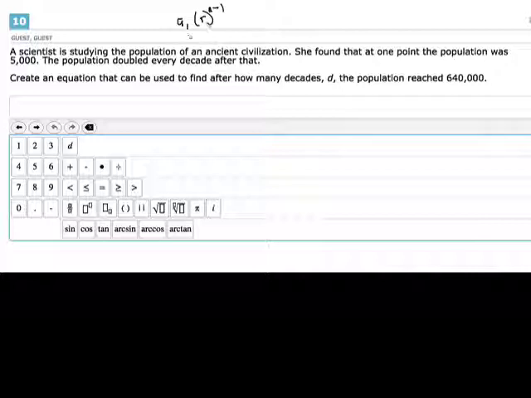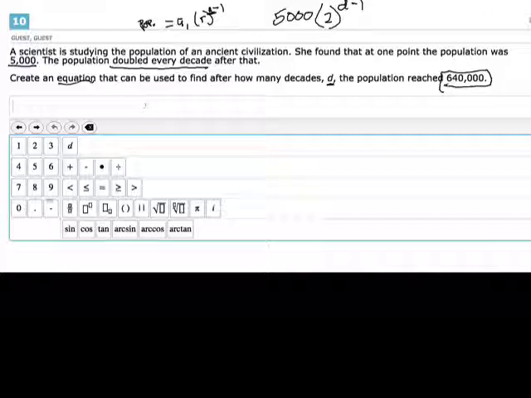Now, this is what our answer is going to look like. Something like this, but we need an equation. So what's this going to equal? It's going to equal our population. So what is our a sub 1? Where are we starting? At one point, it is 5,000. So we're just going to assume that's our starting point. What's our ratio? It is doubling every decade, so times 2. And then, how many decades? Well, instead of n, it wants us to use d. So d minus 1. There's our equation, but we want to know when all of that equals 640,000.